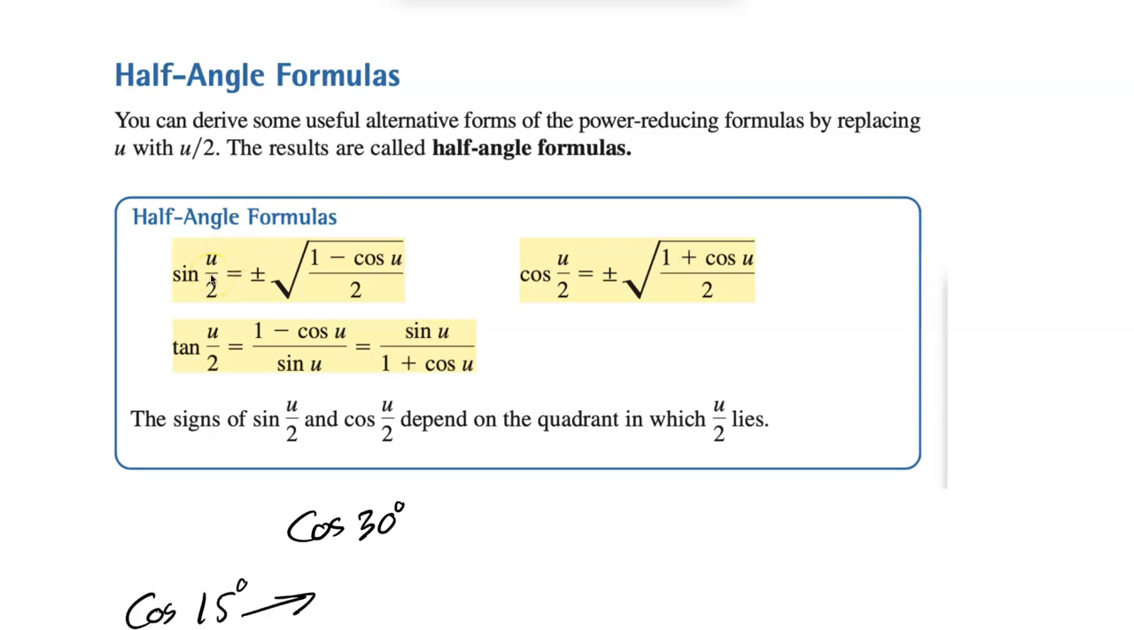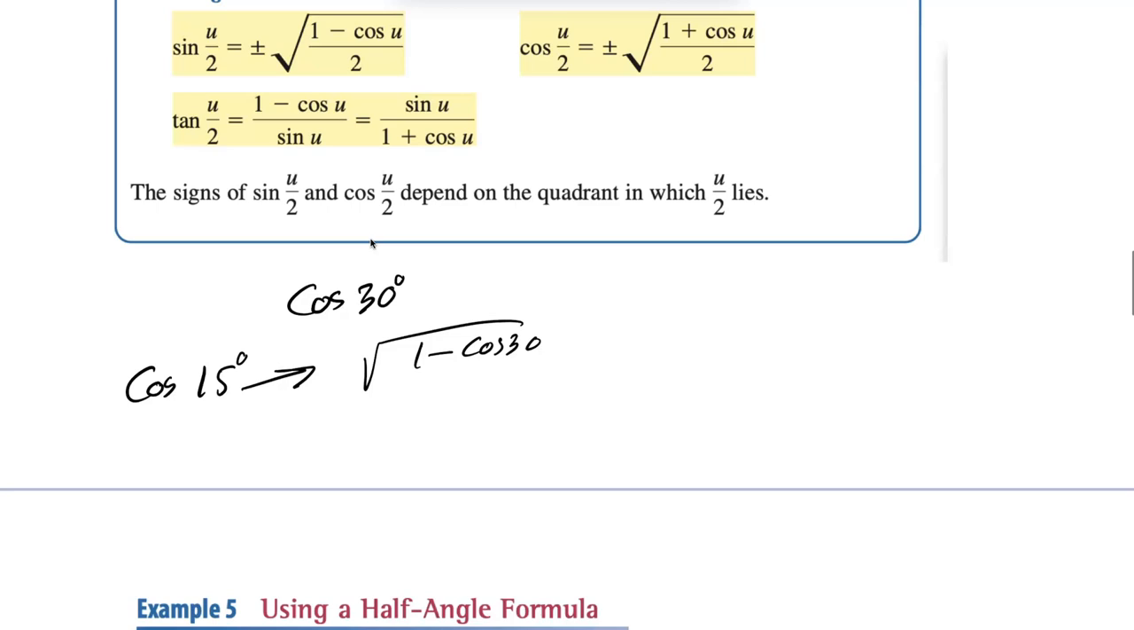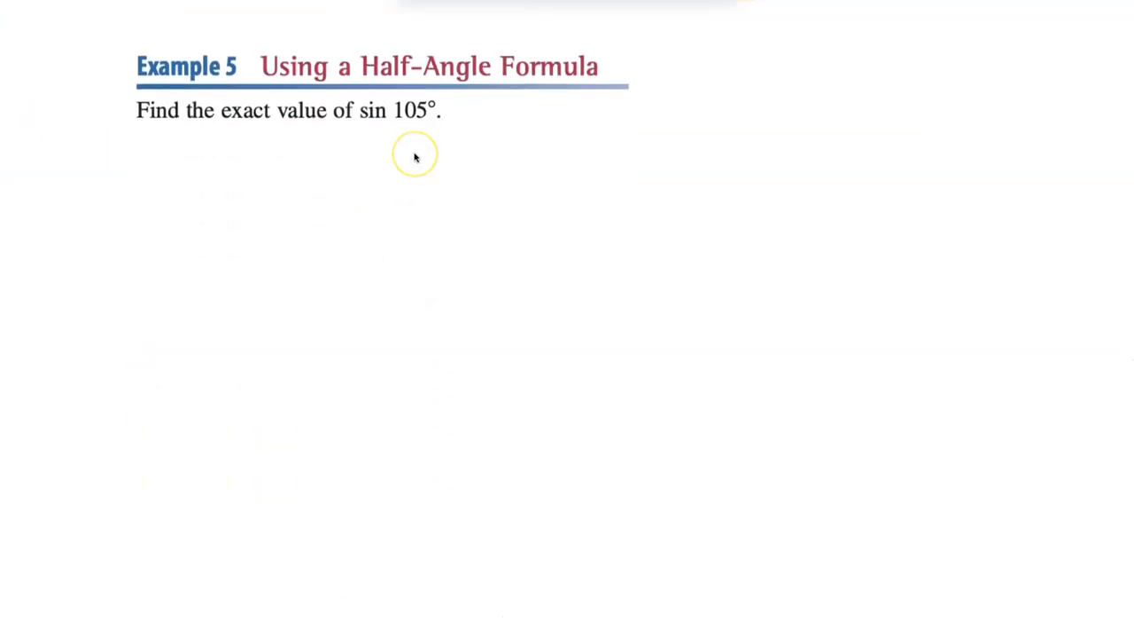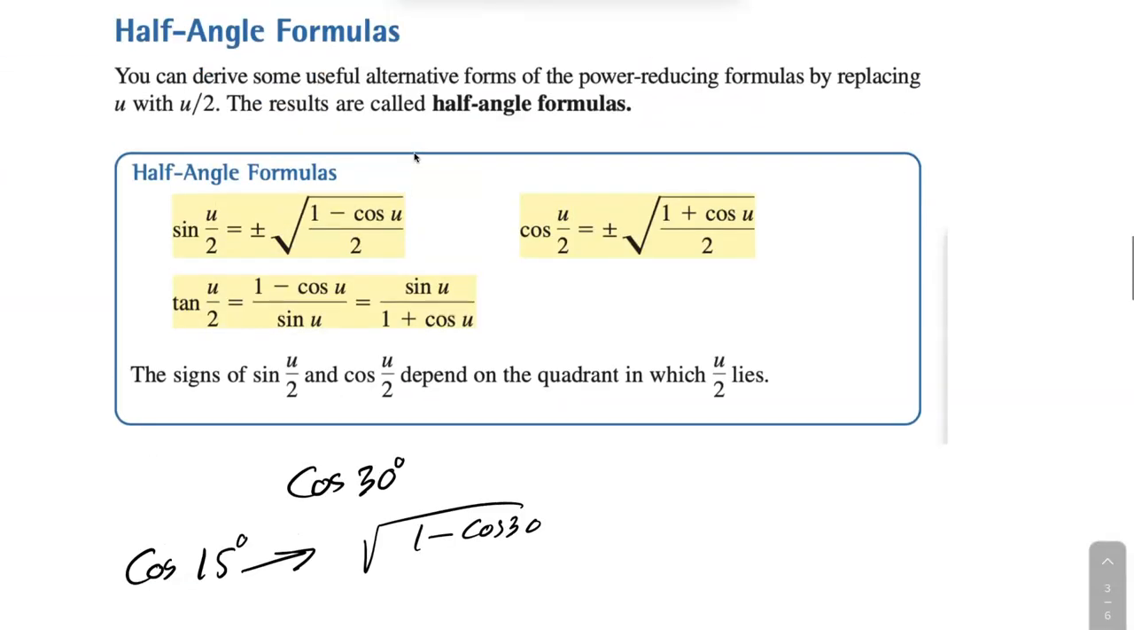Because when you plug into the formula, you're going to be using 1 minus cosine of 30. Right, so it helps you find the half angle formulas, what the half angle formulas do. That lets you figure out angles of half things. So example here, we want to find sine of 105. So let's first write down the half angle formula for the sine of 105.